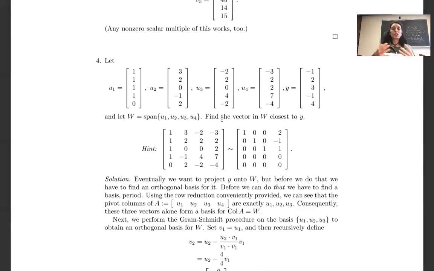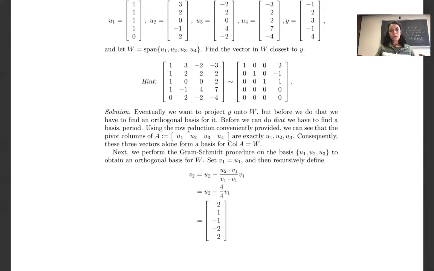But in order to find the projection of Y onto this subspace W, what do we need? Can you find the orthogonal projection of a vector onto an arbitrary subspace? No. First of all, your subspace is spanned by four vectors, and to find the projection, all these vectors should be orthogonal, and they should form an orthogonal basis for this subspace. If they are not orthogonal, then you cannot find the orthogonal projection.